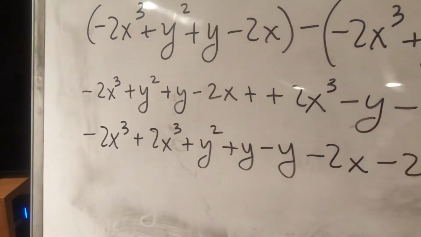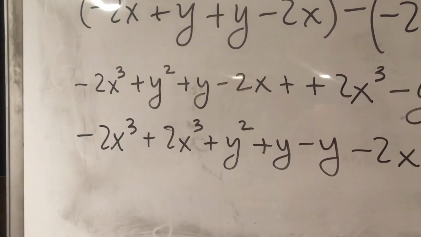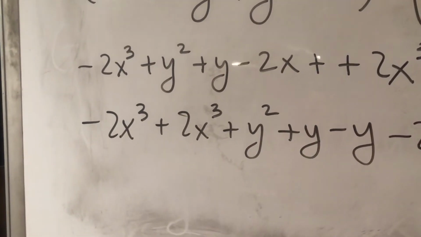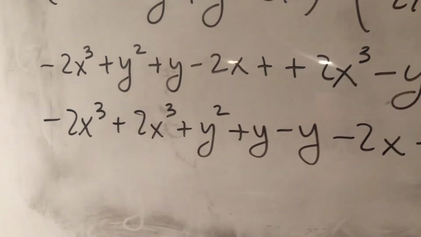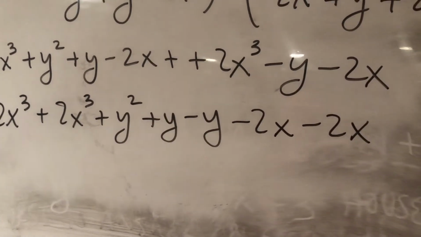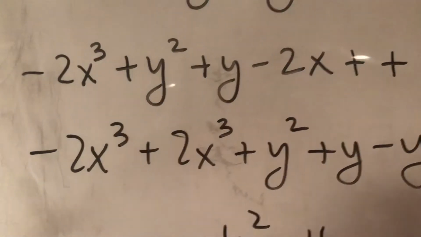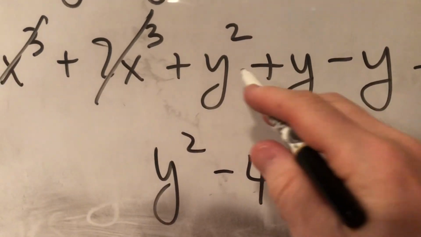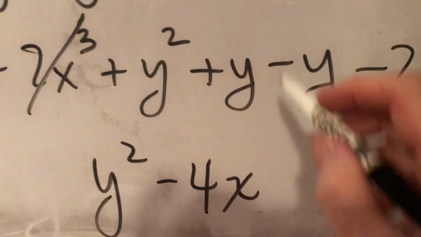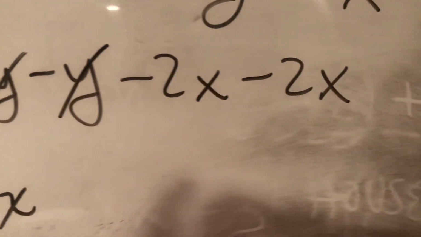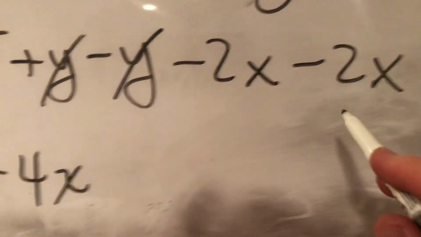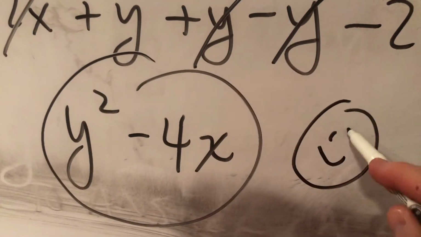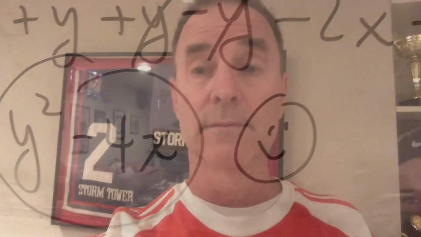Okay, next up would be to move the things together that are like terms. If you just wanted to use the check marks the way the professor did, that's fine. I took a second though and put the x cubes together. There's only one y squared, the y's and the x's. Okay, so these guys would cross out, they're opposites. The y squared comes down, the y minus y, they cross out, and then negative 2x minus 2x would be minus 4x. So that is your answer right there.